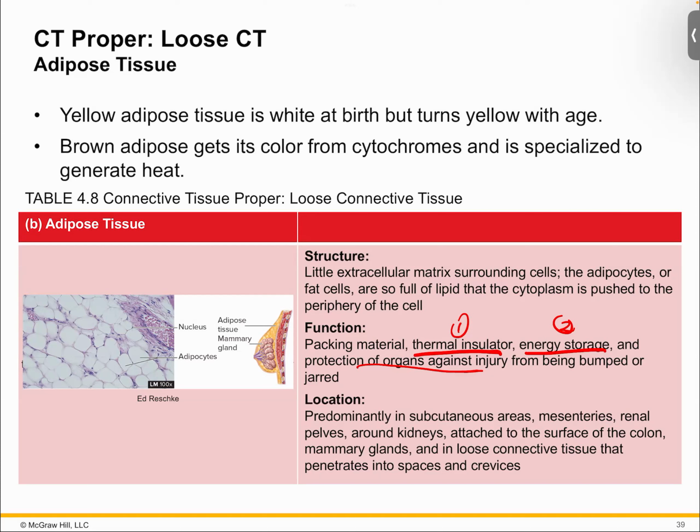And of course, organs, right? You don't want to get rid of all your fat. Why? Because your fat reserves are actually very important in protecting your organs. Your organs would be massively damaged if you didn't have layers of fat on them to protect them.